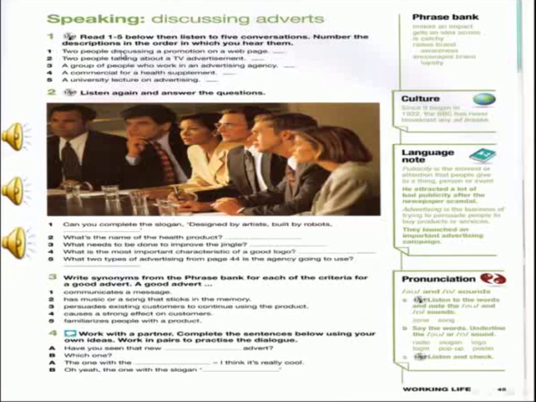Now, 1: two people discussing a promotion on a web page. Number 5, the last one: two people talking about a TV advertisement. This is number 1, it was the first. 3: a group of people who work in an advertising agency. This is number 3. 4: a commercial for a health supplement. This is number 2, the second one. 5: a university lecture on advertising. This is 4.